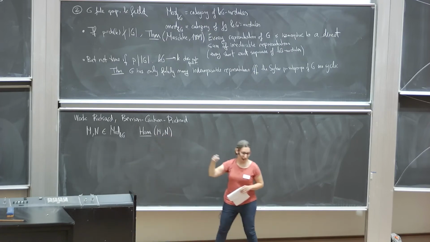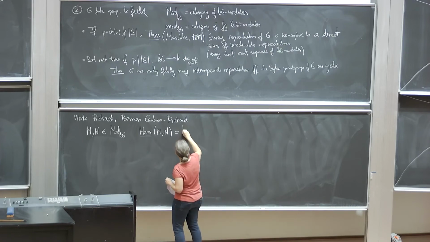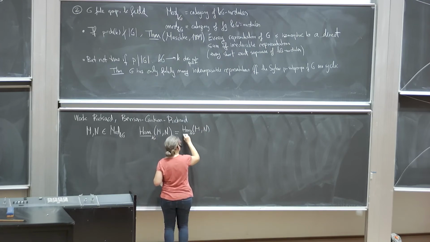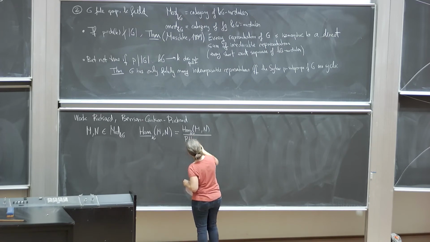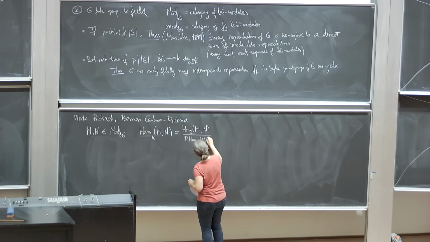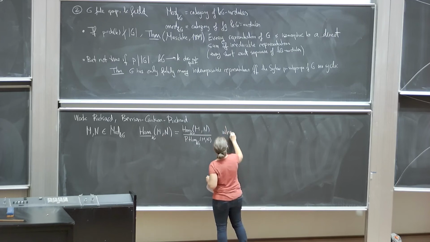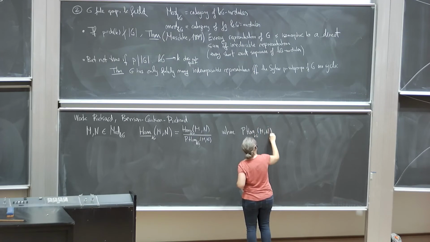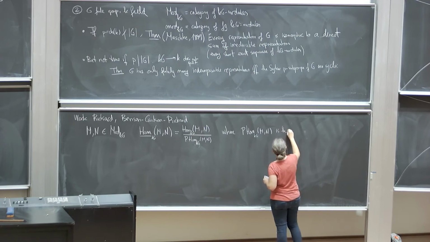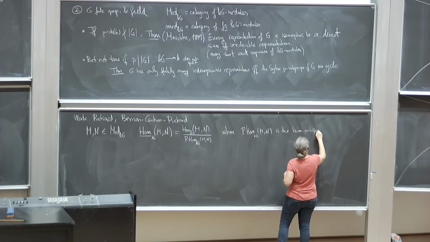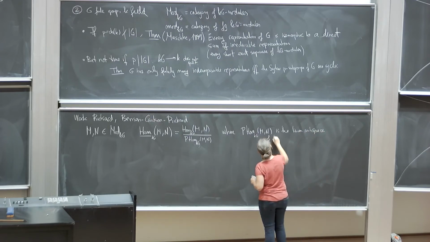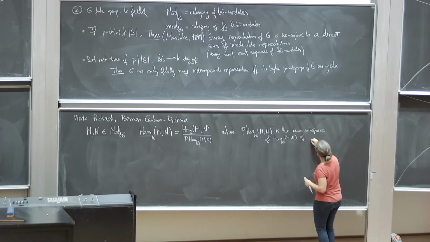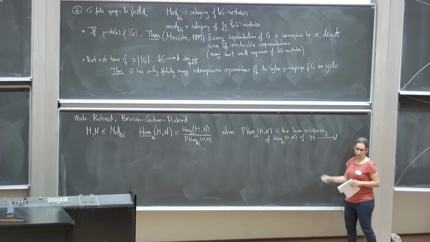These are abelian categories, right? So you can look at Hom_kG(M,N), and then here we quotient by a linear subspace, which is the following, PHom_kG(M,N), which is the linear subspace of Hom_kG(M,N) of those morphisms from M to N which factor through a projective.